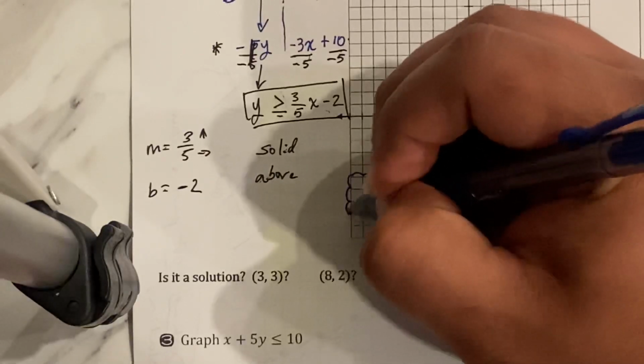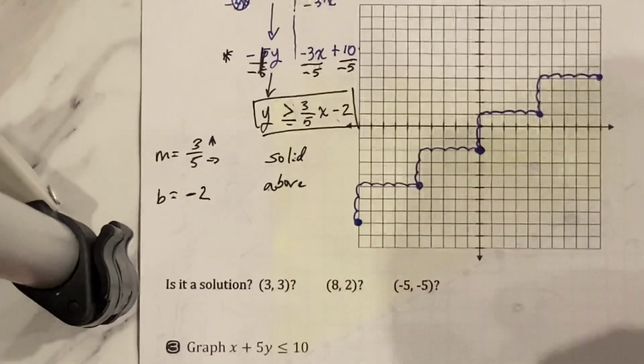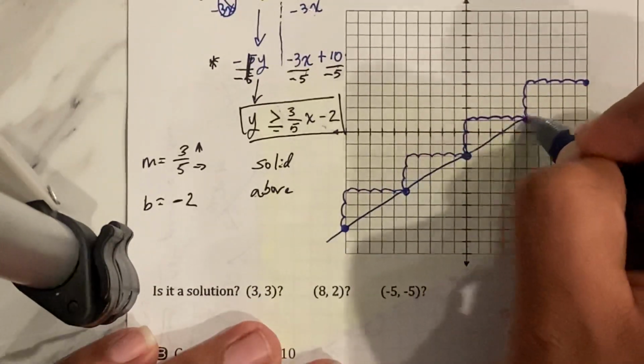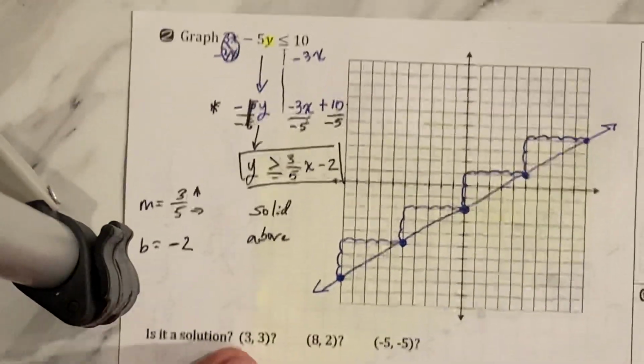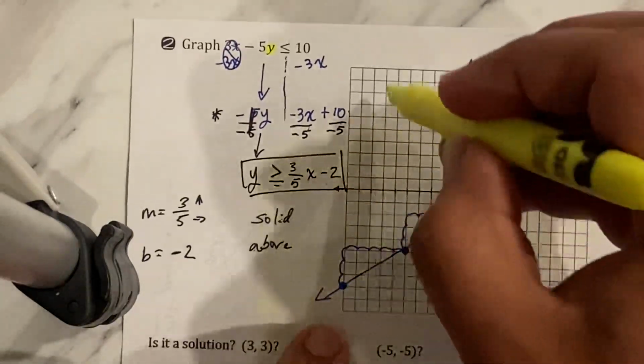Because it's solid and we're shading above, I make a nice straight line. Don't make fun of my line. Something like this. And above is on the top part of my line. So I shade everything that's up here.